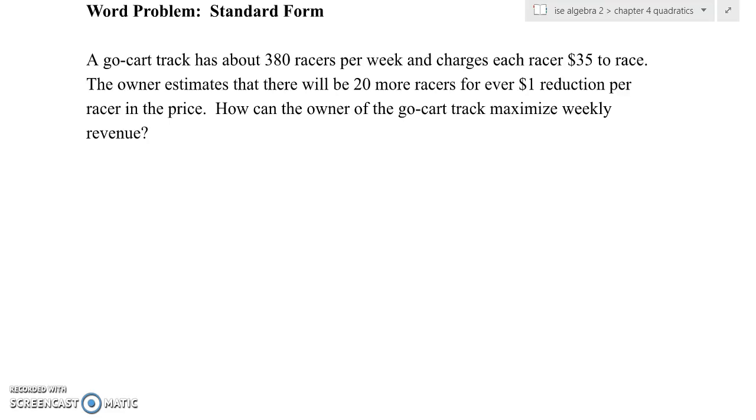And lastly, rocking the word problems. So, a go-kart track has about 380 racers per week and charges each racer $35 to race. The owner estimates that there will be 20 more racers for every $1 reduction per racer in the price. How can the owner of the go-kart track maximize weekly revenue? So the first thing we have to do is figure out what's going on.